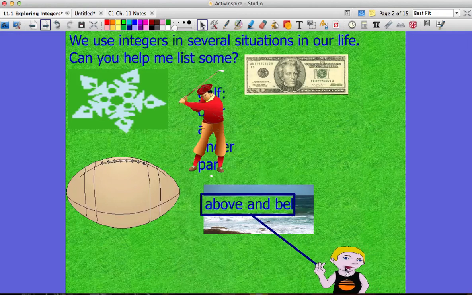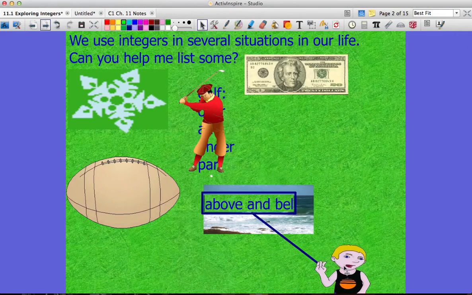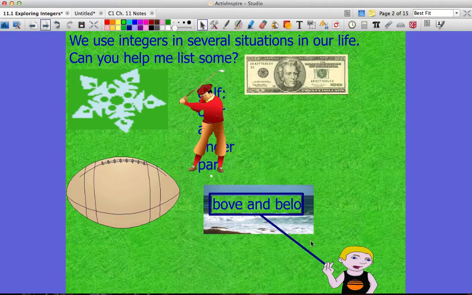Above and below sea level. Sea level is kind of like your zero. Anything below sea level is negative feet, and anything above sea level is positive feet.